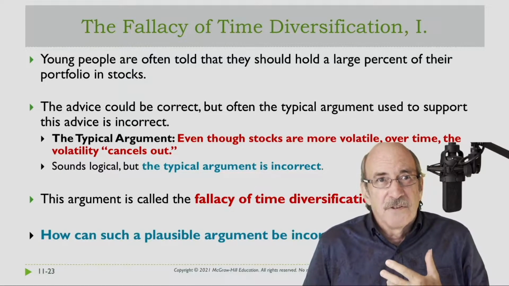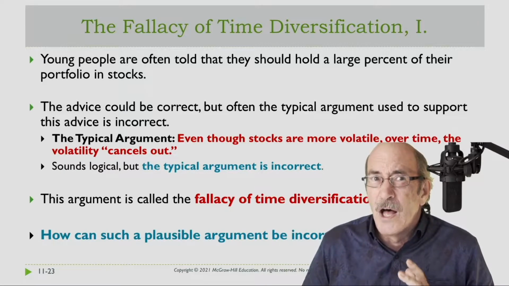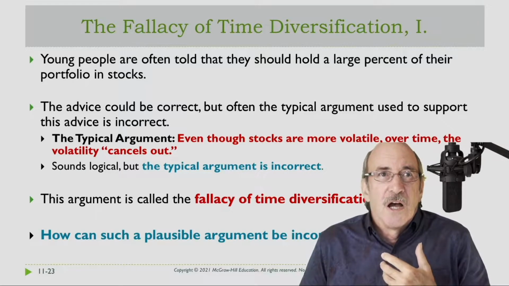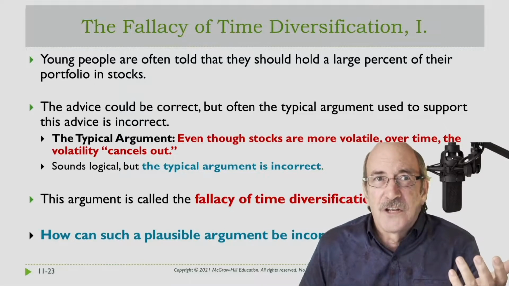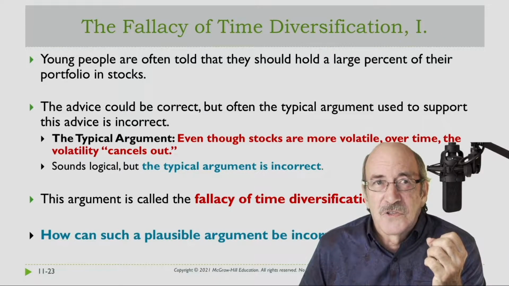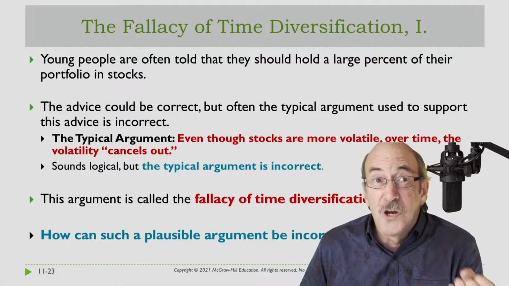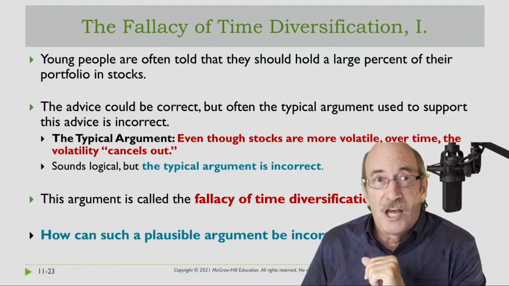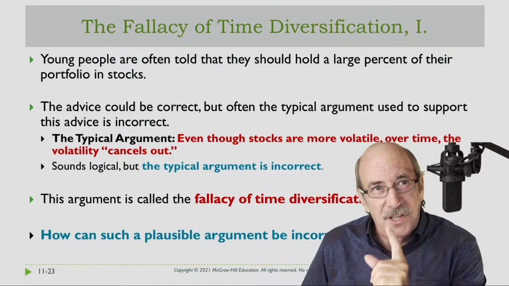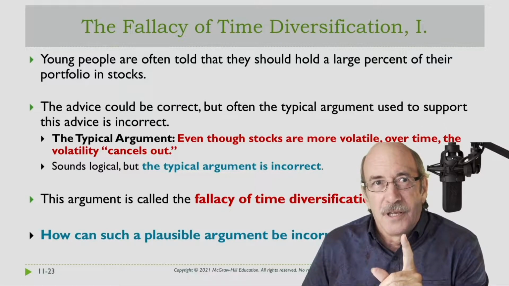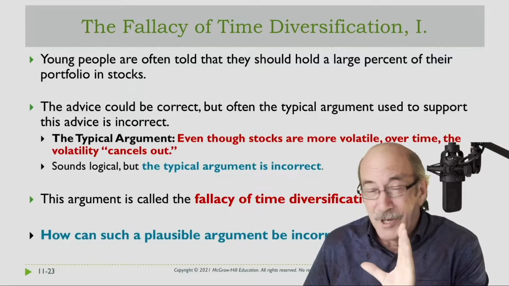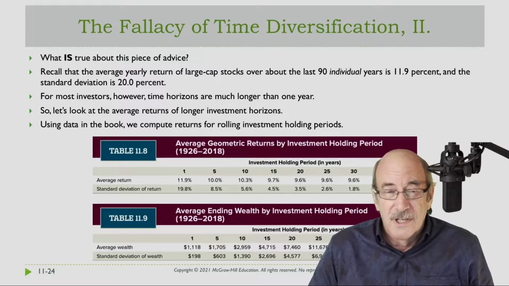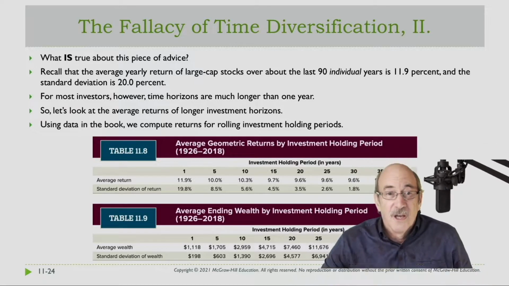Some people will state the idea as, well, because you have 30 or 40 years, the standard deviation of returns is going to converge towards zero. And therefore, that's why you can take on more risk. And actually, that's the wrong argument. It's the right idea, but it's the wrong argument. And this table right here tells it all to us.